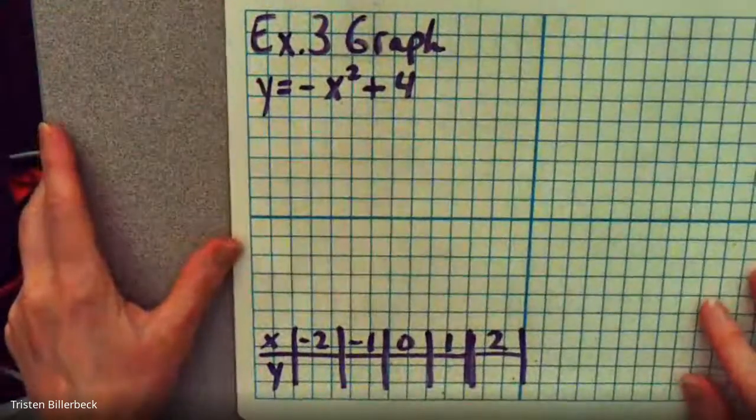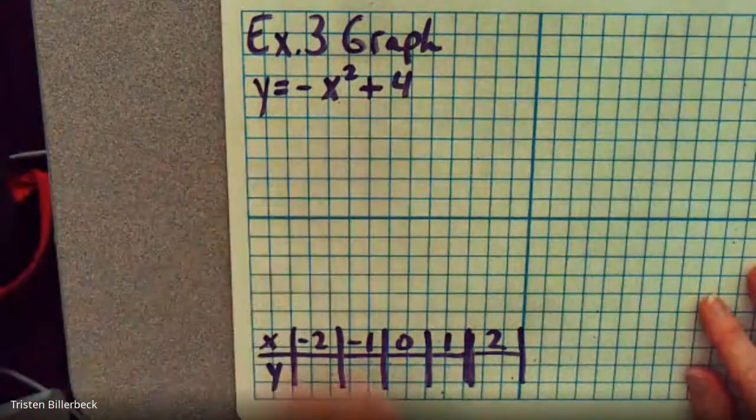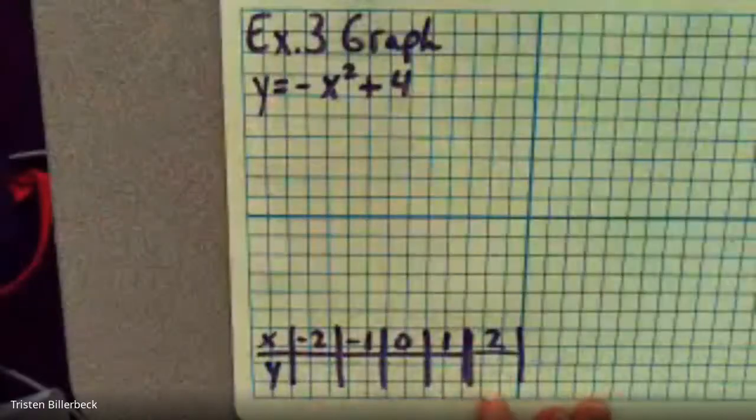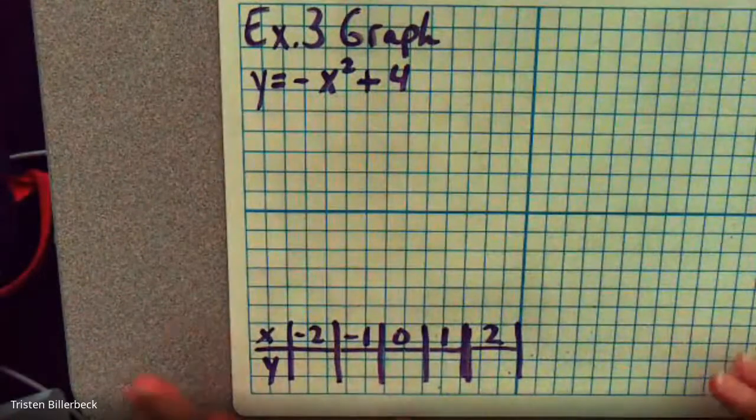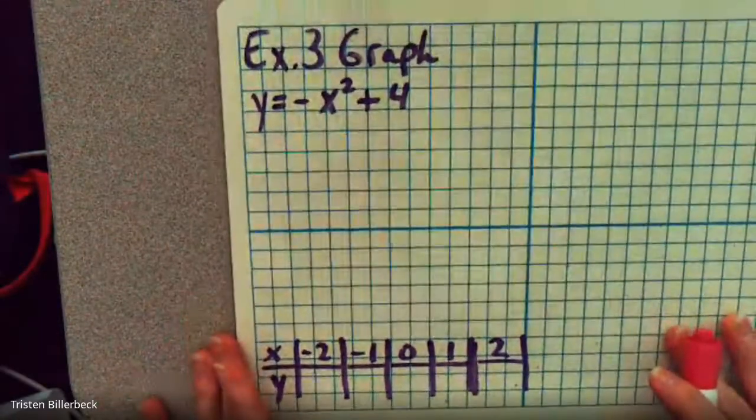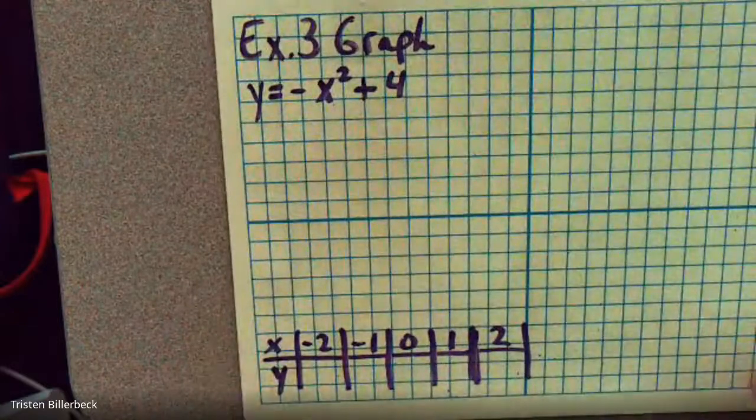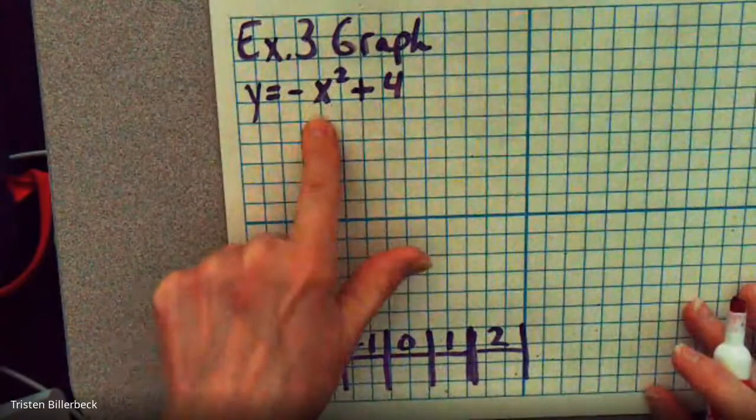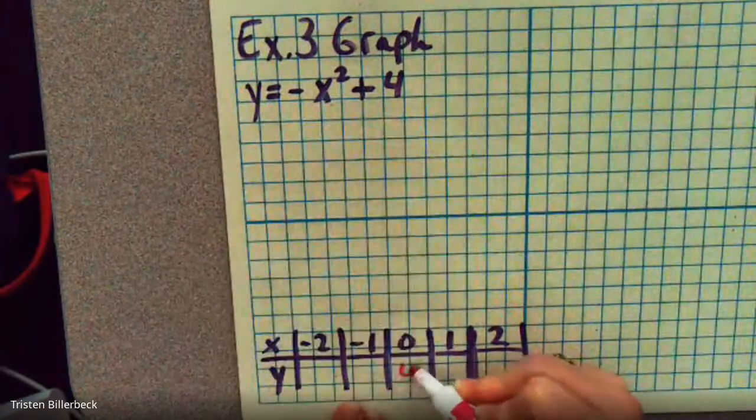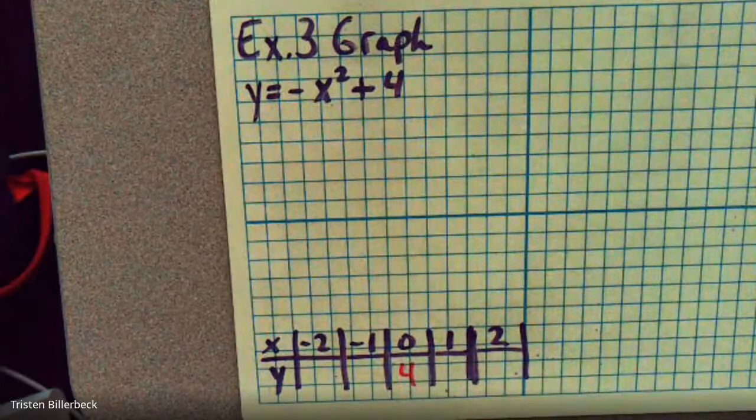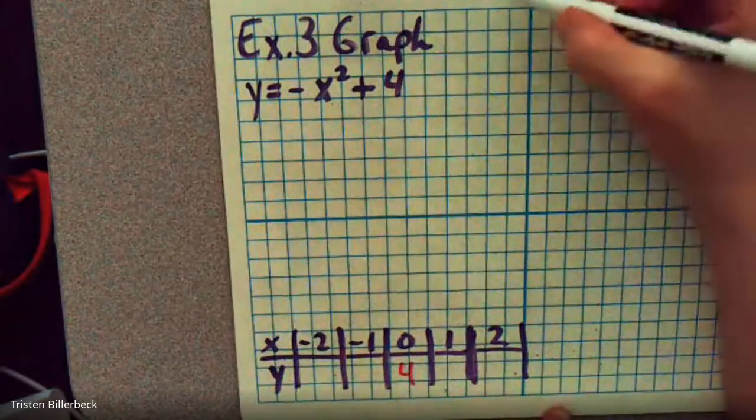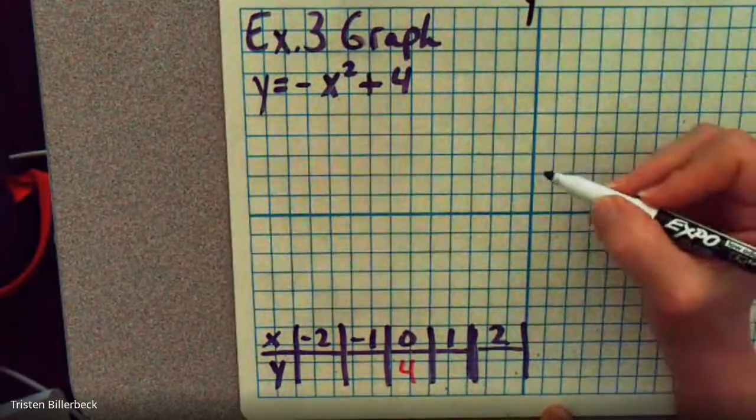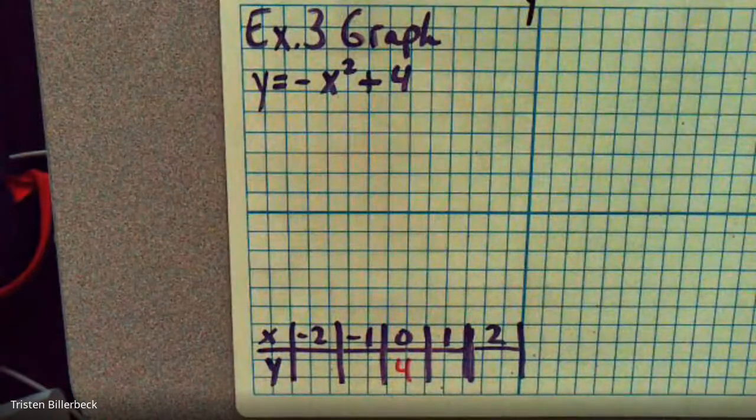Okay, so we have example 3. Let's graph this. All right, so I don't like to do a lot of numbers, and I like to go right around the vertex if I can. So I usually work around with 0. 0 tells me quite a bit, because 0 plus 4 is 4, which is my y-intercept.